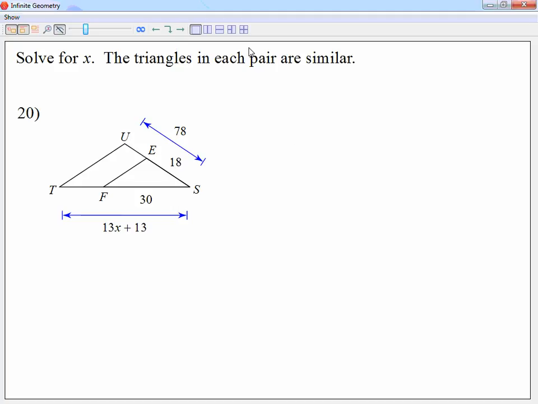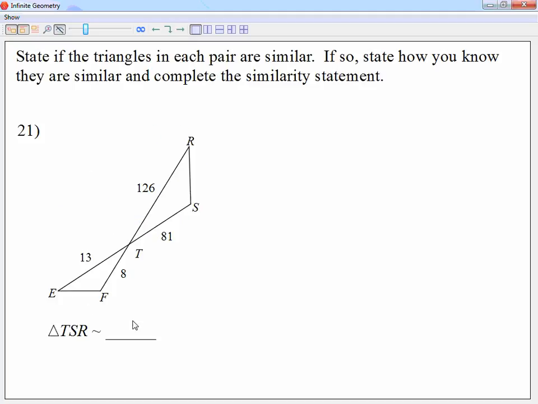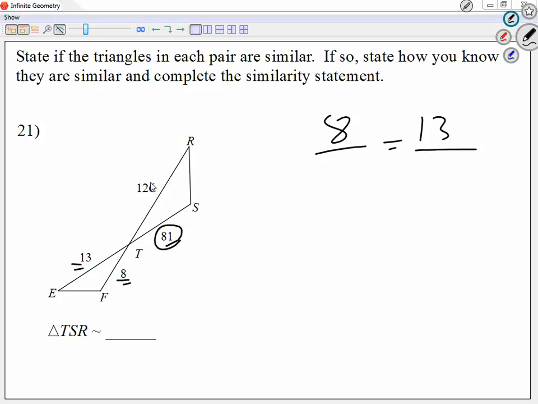Okay. All right, now let me take a look at 21 because we have to complete a statement. Number 21, state if the triangles in each pair are similar. If so, state how you know they are similar and complete the similarity statement. So let me see if my sides are proportional. On one triangle, my measurements are 8 and 13. On my other triangle, my measurements are 81 and 126. If they are proportional, then the triangles might be similar.